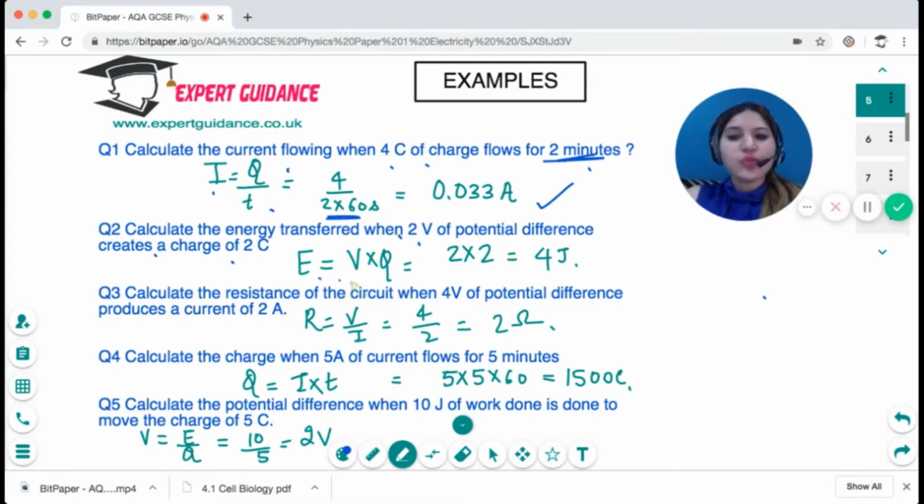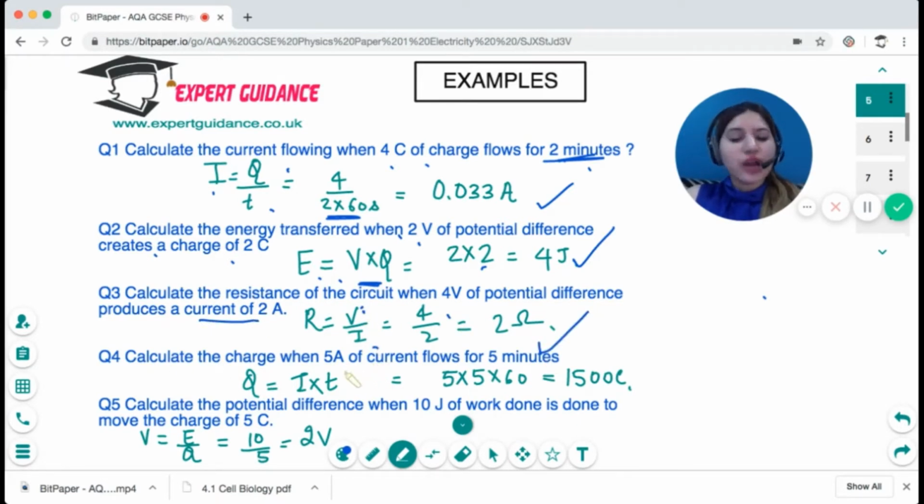So energy is voltage times the charge. Our voltage is 2. The charge is 2 coulombs, so the answer is 4 joules. Next, you need to calculate the resistance when potential difference is 4 and current is 2. So V over I gives 2 ohms.